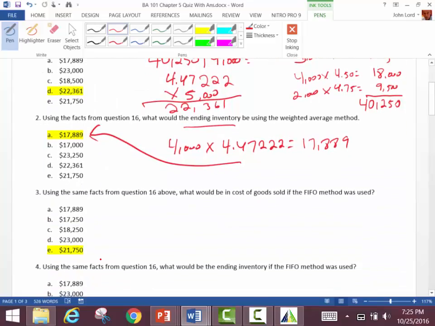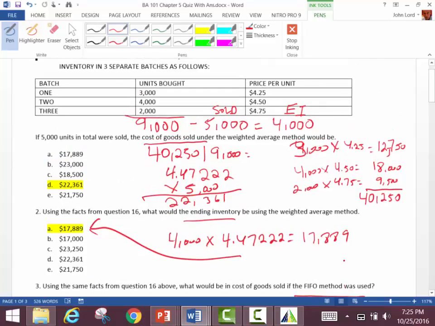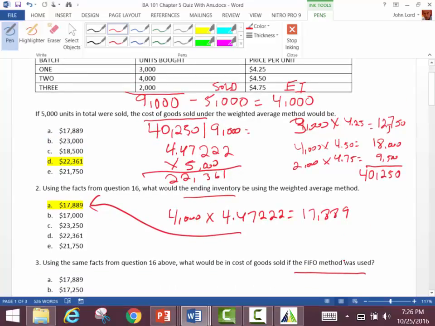You want to keep going to the next one? Okay, let's go ahead and do that one. Cost of goods sold, now using FIFO, and then ending inventory using FIFO, right? Okay, good. Okay, I sold 5,000, so I'm going to take 3,000 from those right there, right? Okay, good. 3,000. Those get sold first. That's what, 425 ones? That gives me 12,750. Good.